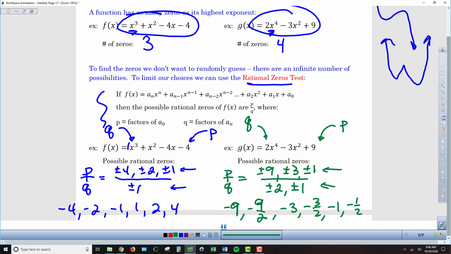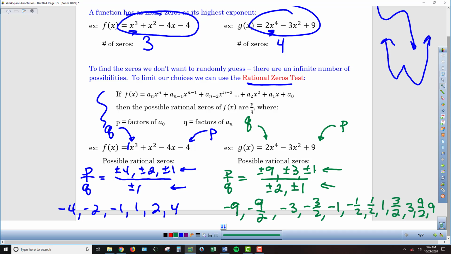So I'm basically just taking each of those top numbers and dividing it by the 2 numbers that I have on the bottom. Then I'm just listing them in order from least to greatest. And then it's just going to be the exact opposite order once I get to the positive side. So it's going to be 1 half, 1, 3 halves, 3, 9 halves, and 9.